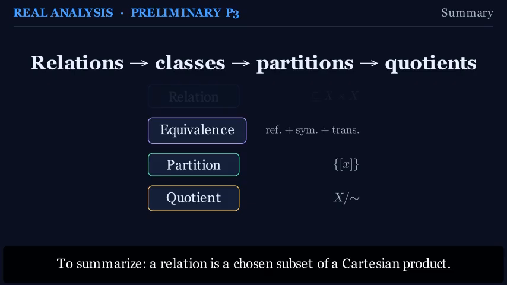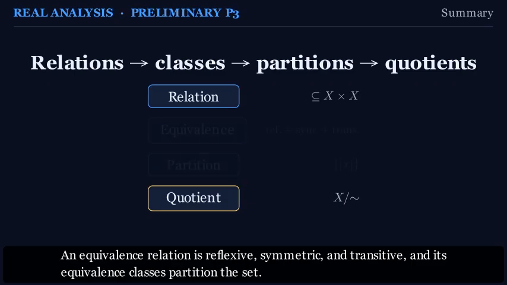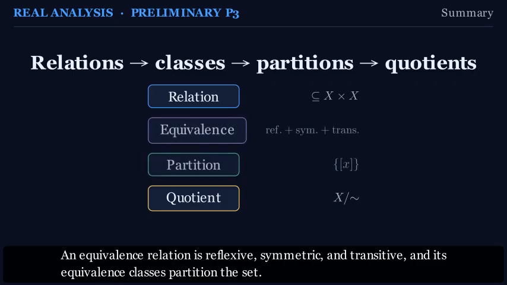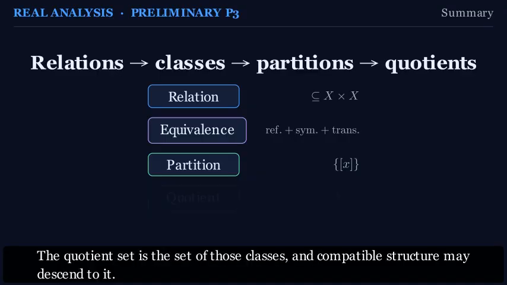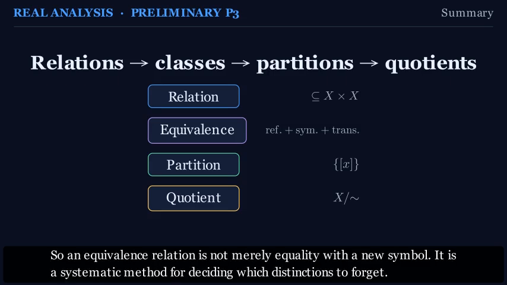To summarize, a relation is a chosen subset of a Cartesian product. An equivalence relation is reflexive, symmetric, and transitive, and its equivalence classes partition the set. The quotient set is the set of those classes, and compatible structure may descend to it. So an equivalence relation is not merely equality with a new symbol. It is a systematic method for deciding which distinctions to forget.